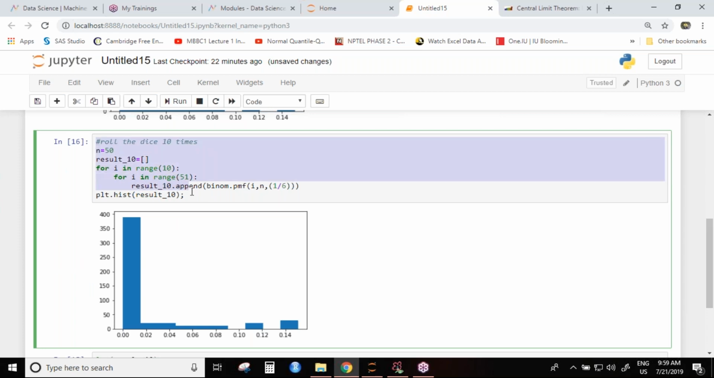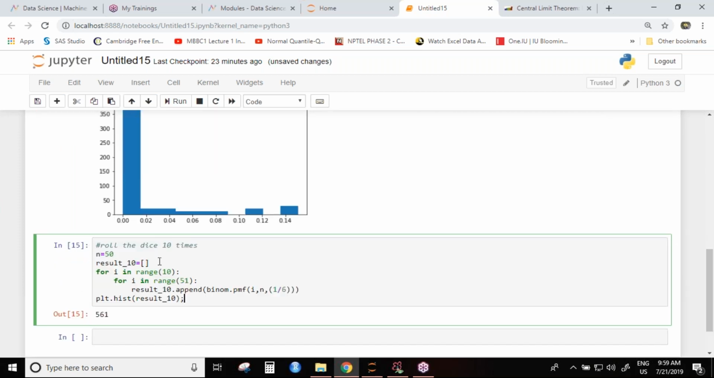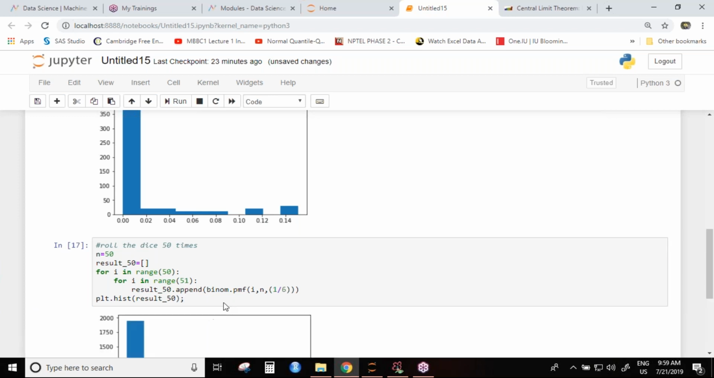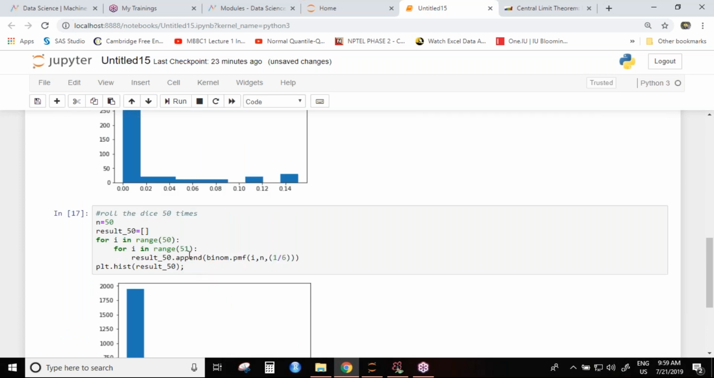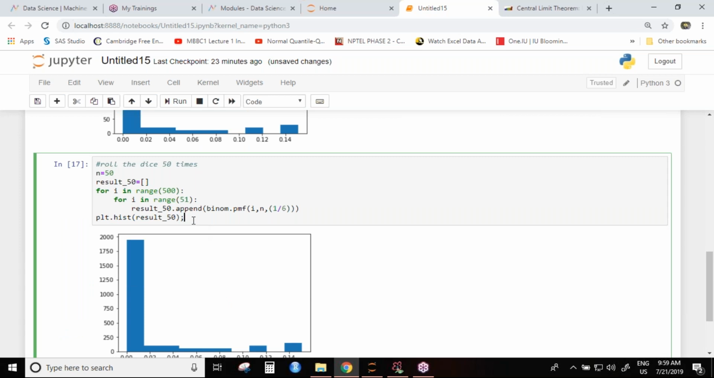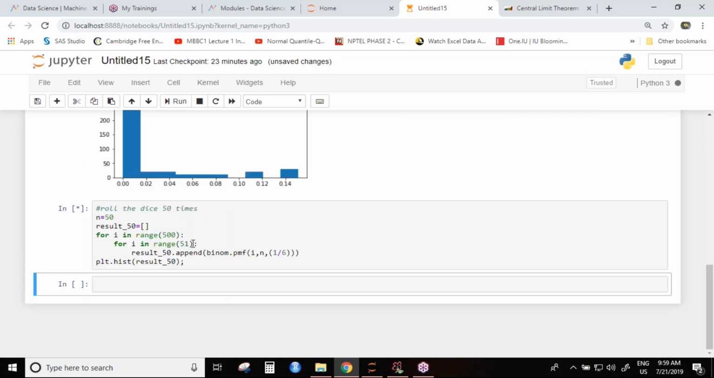Now I'll roll it even more times. I'll roll it 50 times. So instead of range 10, I will write range 50, and instead of 10, I'll call it 50. Okay, so let me do it 500 times. It will take a while to run.